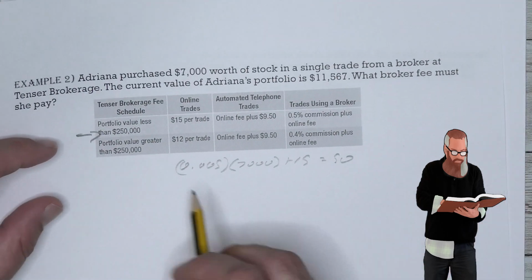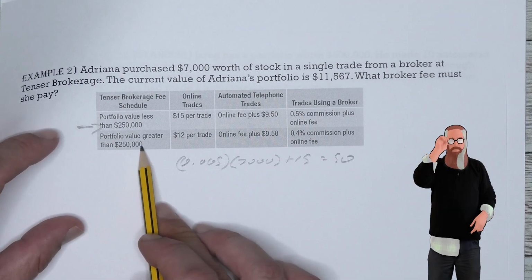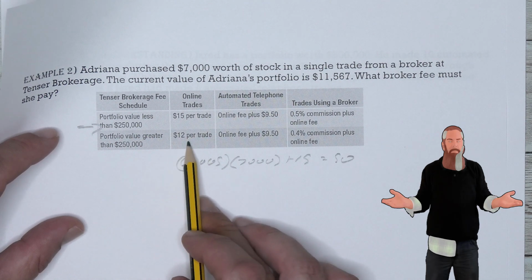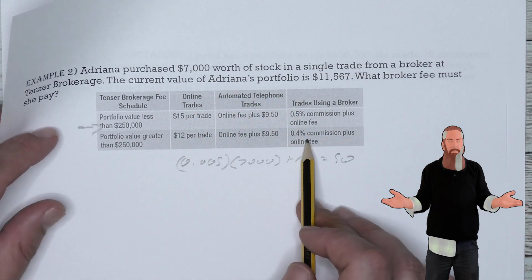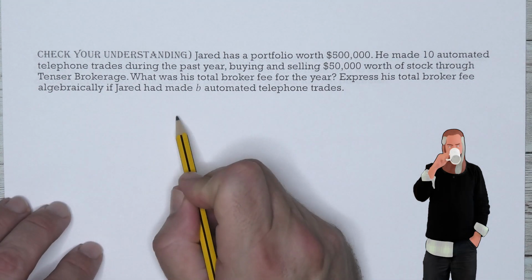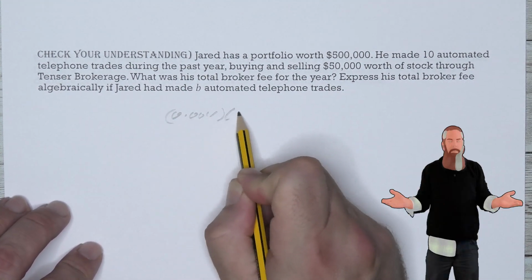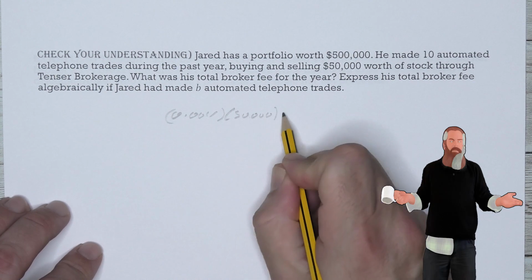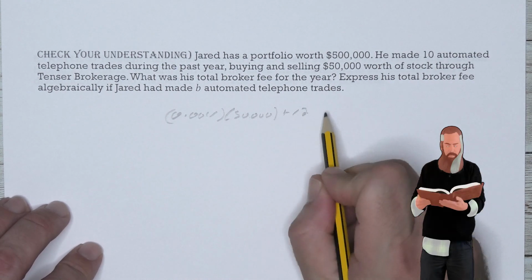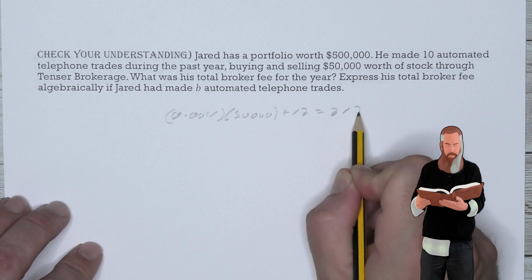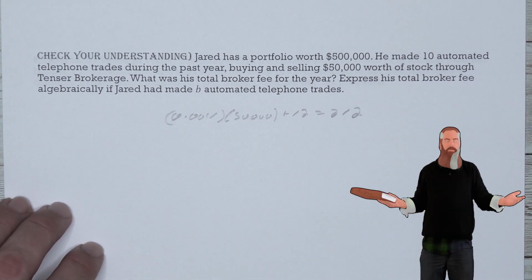Well, if we look back, we can see that his portfolio is greater than $250,000. So it's going to be $12 a share and 0.4%. This means that we're going to take 0.004 and multiply it by the 50,000. We're also going to add in the $12 fee, and this is going to give us $212.